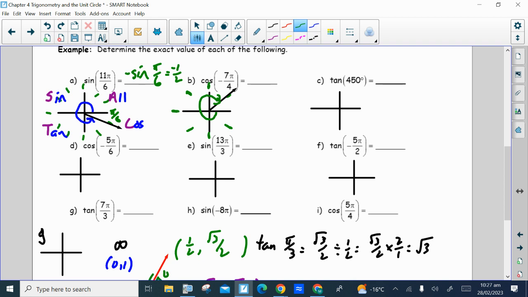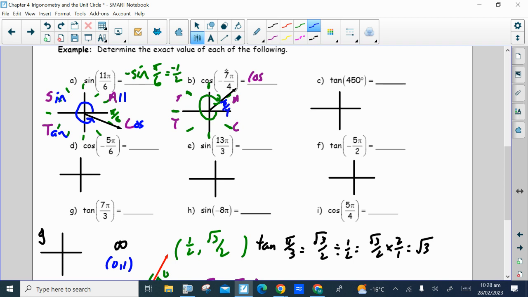Okay, so there's where our terminal arm is, and we need to use this along with our CAST rule to tell us whether our answer is going to be positive or negative. We're in the first quadrant. That is our all quadrant. They're all positive there. So this is going to equal the positive cosine of the reference angle, the angle between the terminal arm and the x-axis, which would be pi on 4.